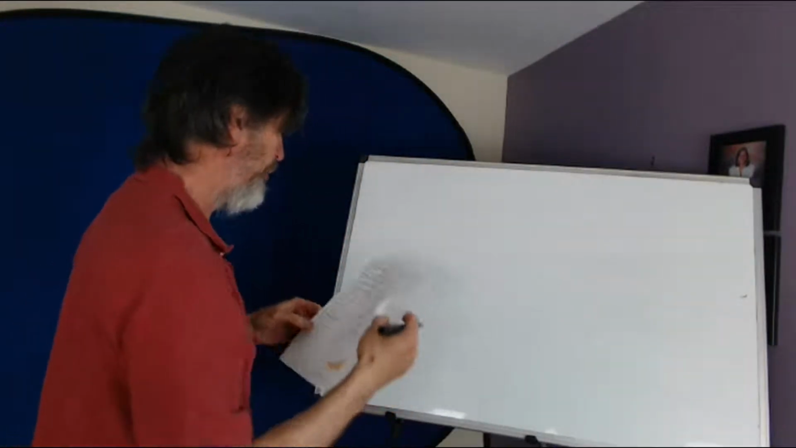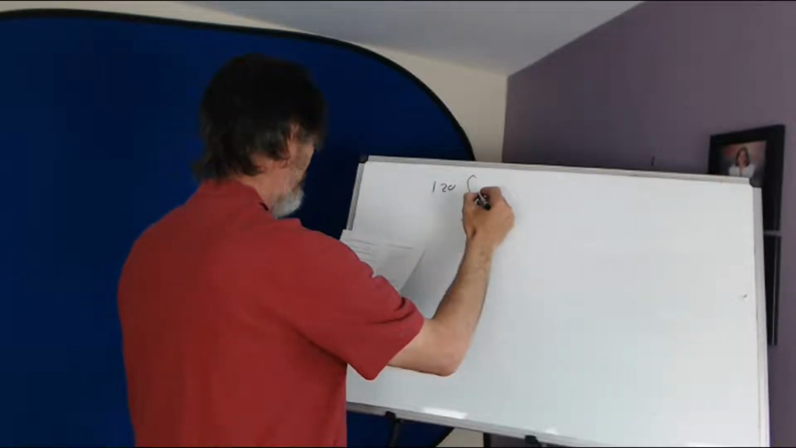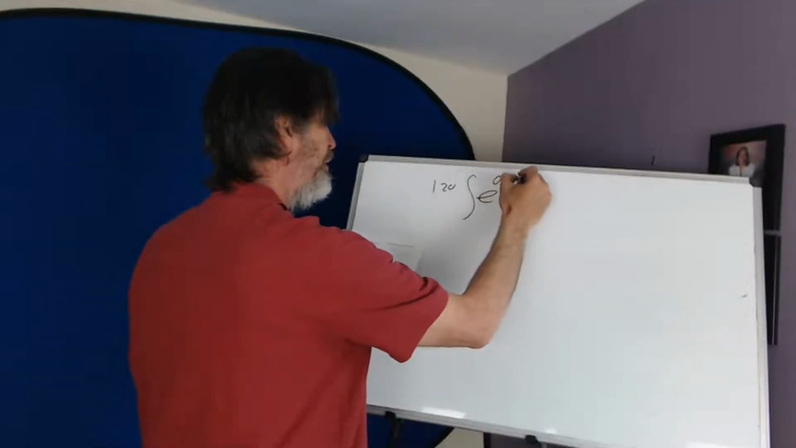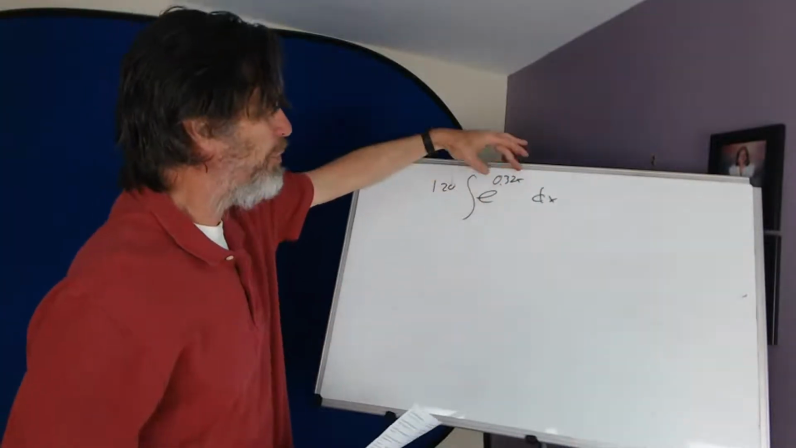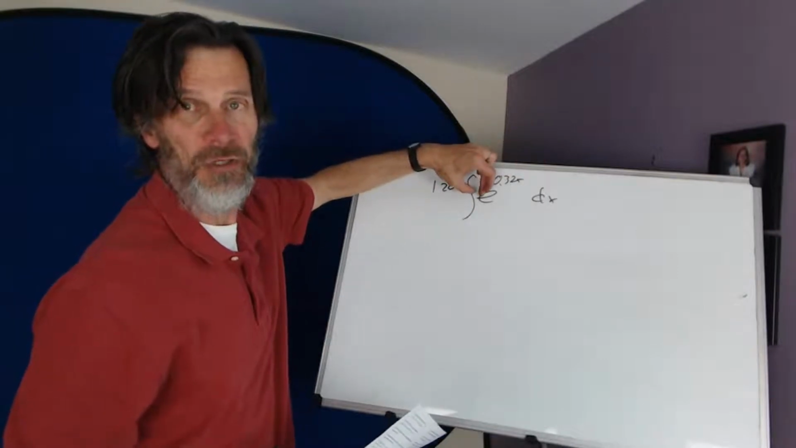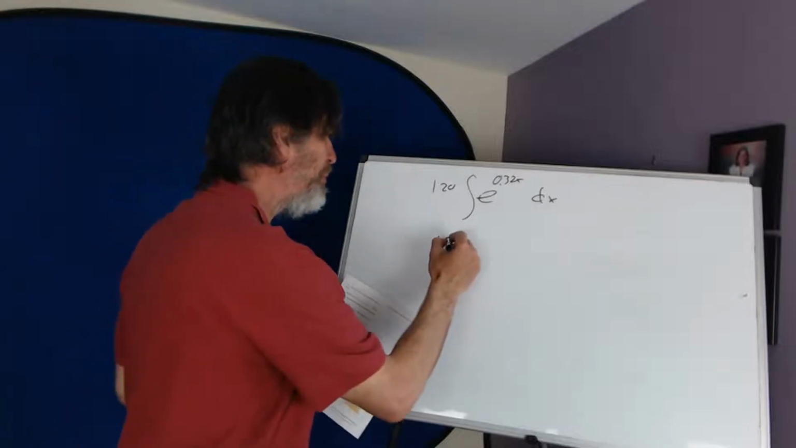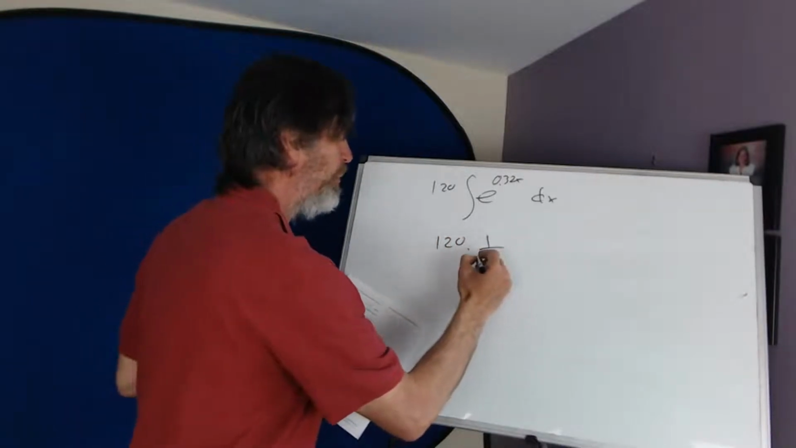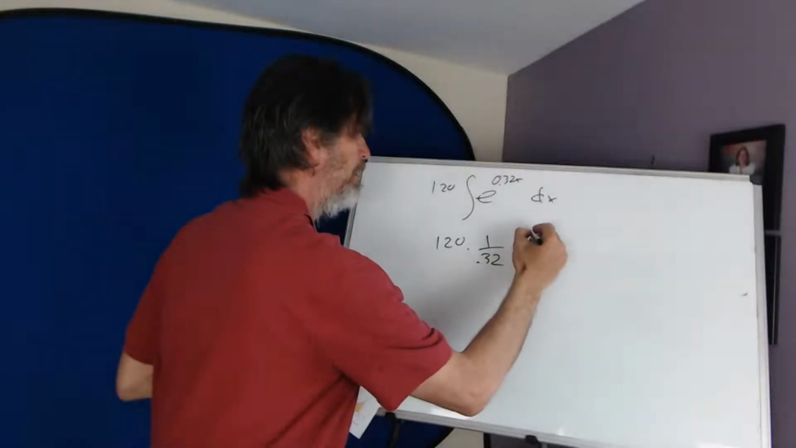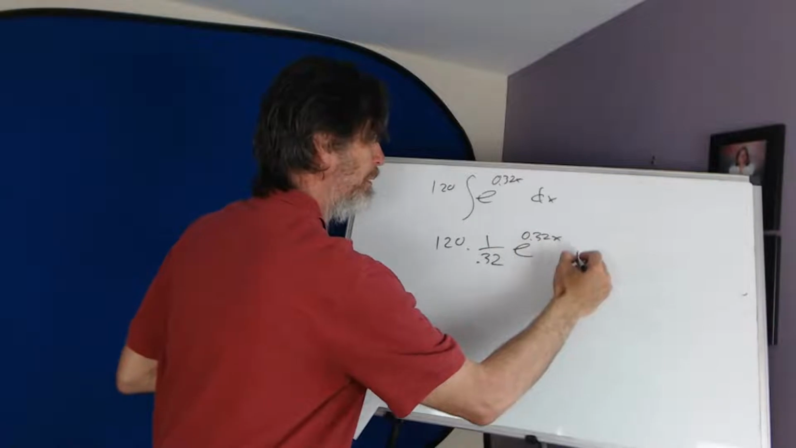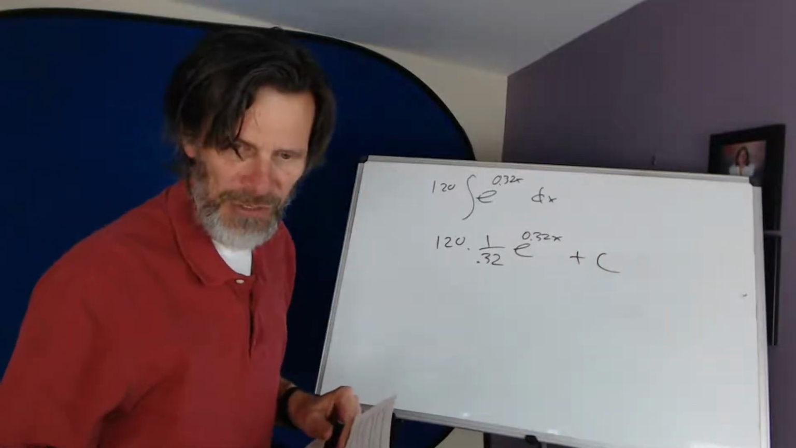Here we have e to a linear power. So I could rewrite this if I chose as 120 antiderivative of e to the 0.32x dx. If I were to take the derivative of this, I would bring down the derivative of the power as the multiplier. Since I'm doing antiderivative, it's going to be the opposite of that. I'm going to bring down the reciprocal of that as a multiplier. Remember, on the e functions, we always keep the power exactly the same.